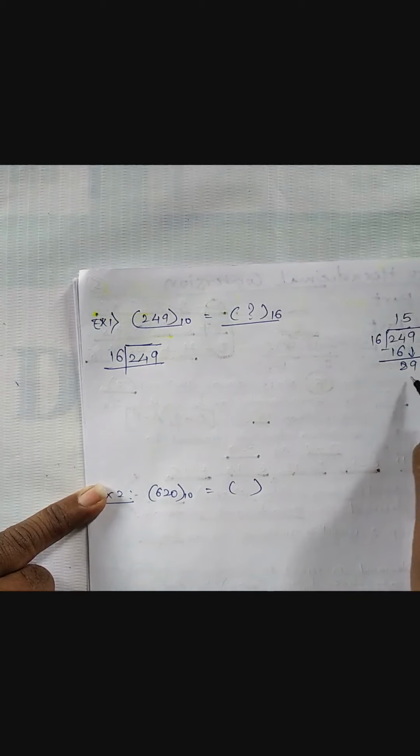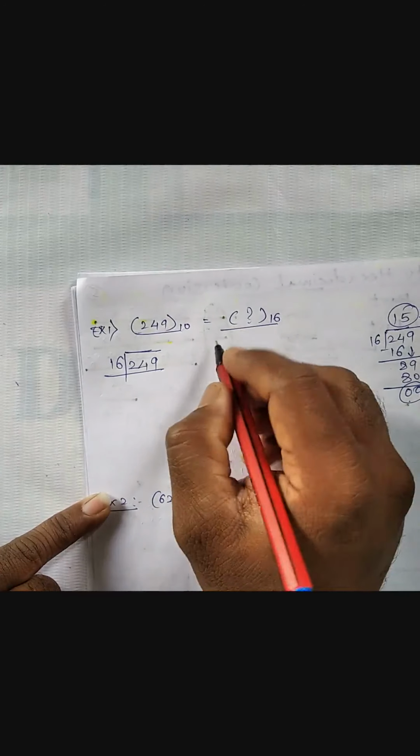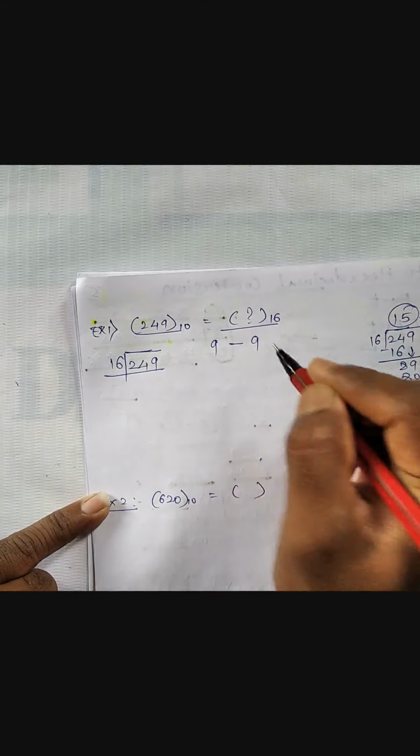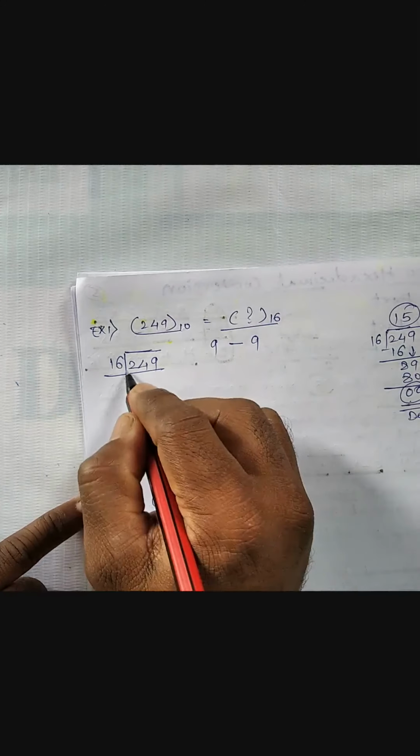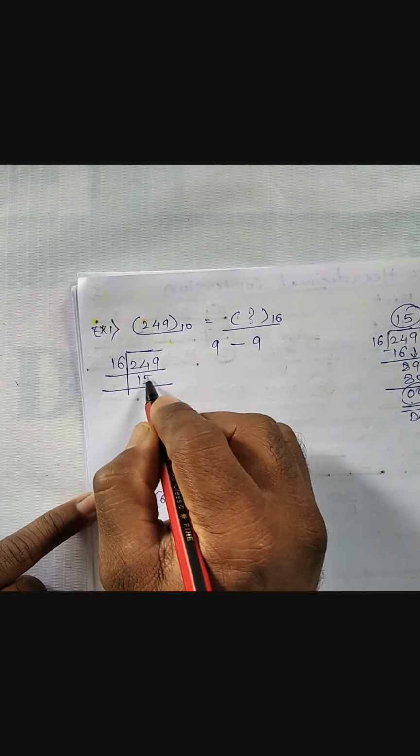16 fives are 80, right? So the remainder is 9. So this becomes our quotient and this becomes our remainder. So taking this quotient here, now the obtained quotient is in decimal form. We are supposed to convert that into its hexadecimal form. Okay, then taking this quotient here itself.